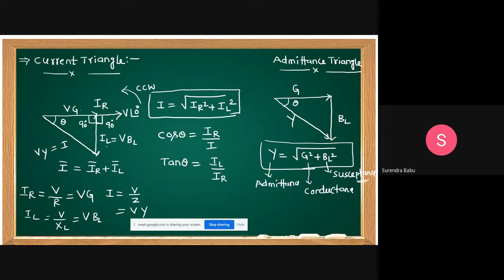Then how to define cos theta from this one? Can anybody? What is the cos theta? G by Y. What is tan theta? This is BL by G. Tan theta equal to BL by G.